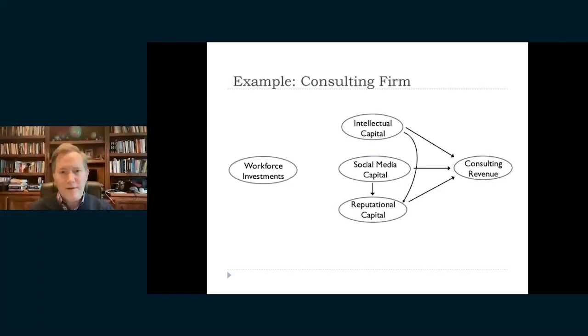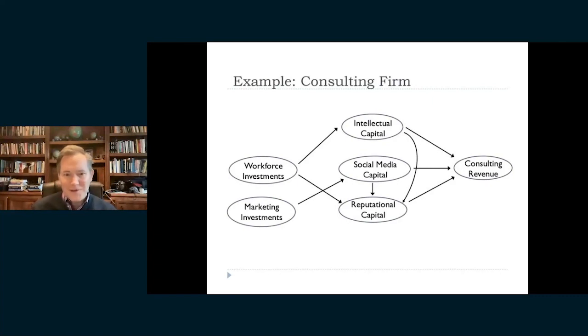And in terms of the input side, the company should be investing a lot in human capital. It could be investing a lot in marketing to affect these 3 things. We see workforce investments will help develop intellectual capital and boost reputational capital when there are better workers. And marketing investments will improve both reputational capital and social media capital. So a company might have a model like this.